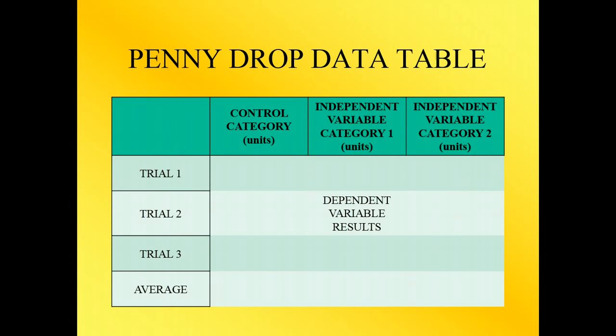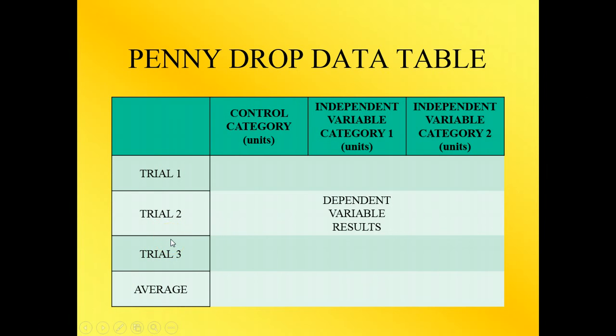So to make a two-way or a data table for this particular experiment, we're going to follow this example. Your row headers, remember rows go side to side. The header for the row is found on the left. Your row headers are going to be trial 1, trial 2, trial 3, and average.